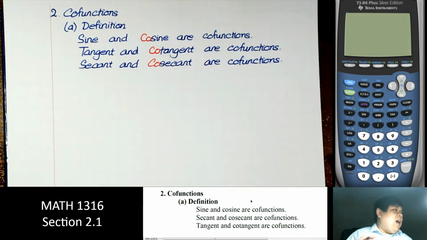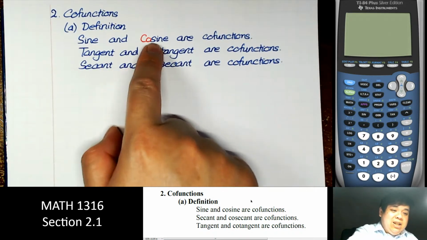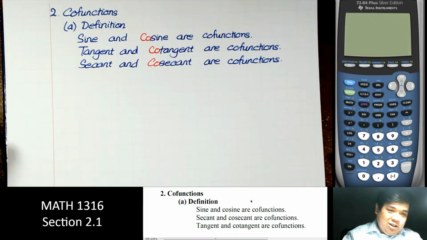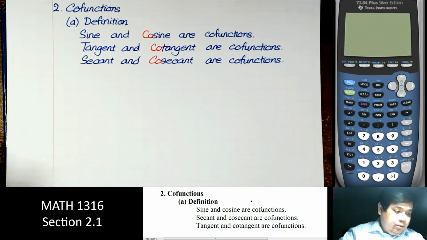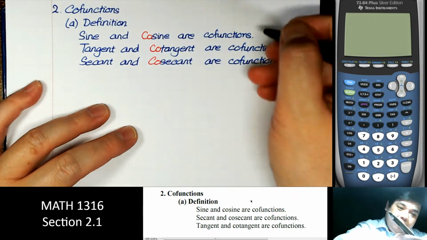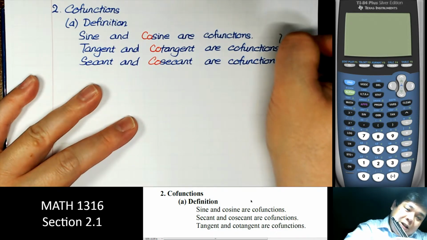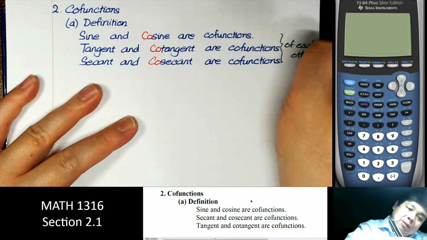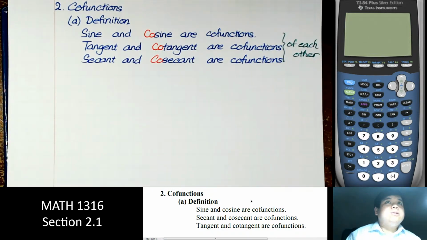So it is not that difficult when we actually spell it out. They are cofunctions of each other, and it's not just that cosine is a cofunction of sine. They both are cofunctions of each other. With the green one. Of each other. Right. Boom.